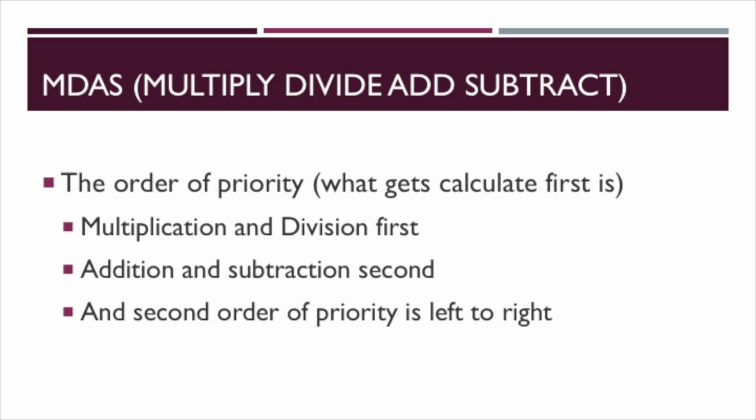In algebra, we have a rule, and actually it's for math as well, called the order of priority, which is what gets calculated first. The answer is MDAS: multiplication and division first, addition and subtraction second. If you have a multiply and divide next to each other, it goes left to right. If you add and subtract next to each other, it's left to right. But if you always remember multiplication, division, addition, subtraction, you can never go wrong.